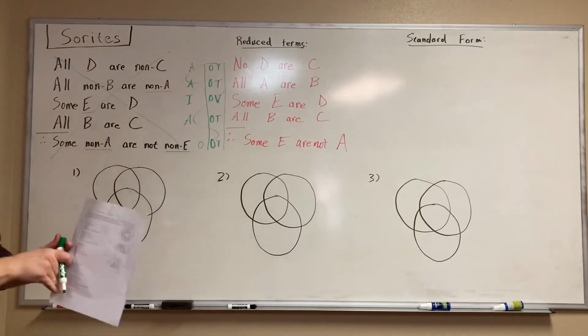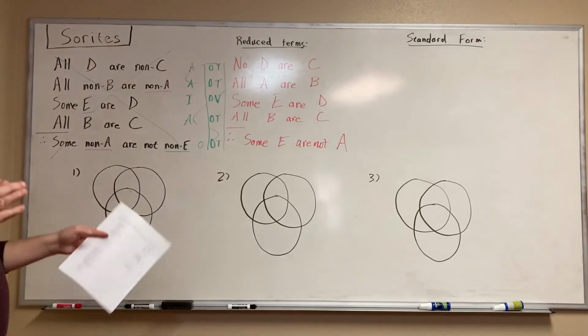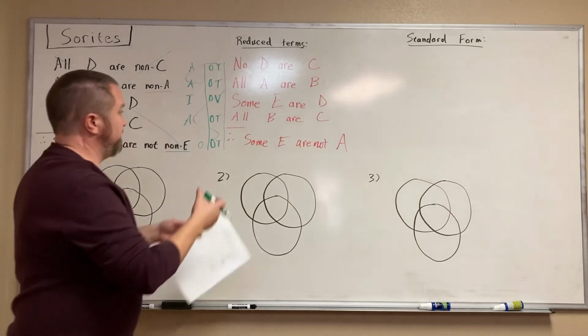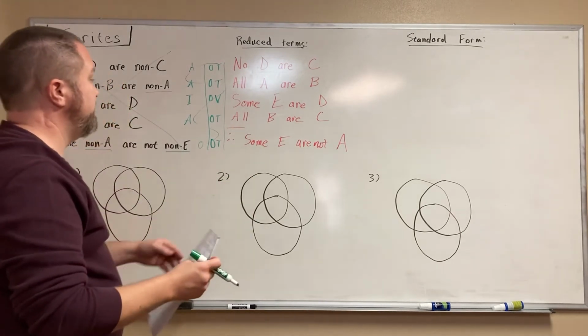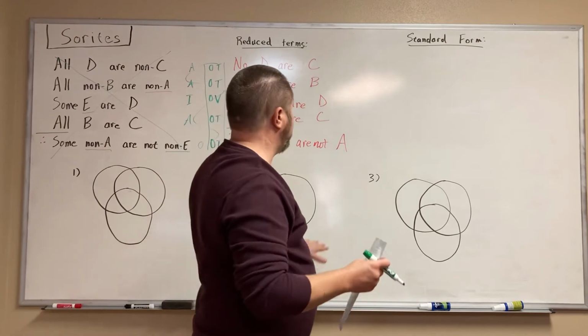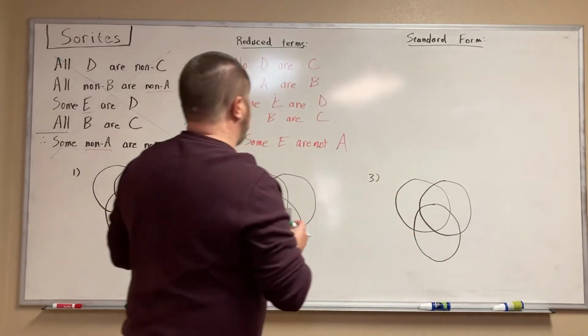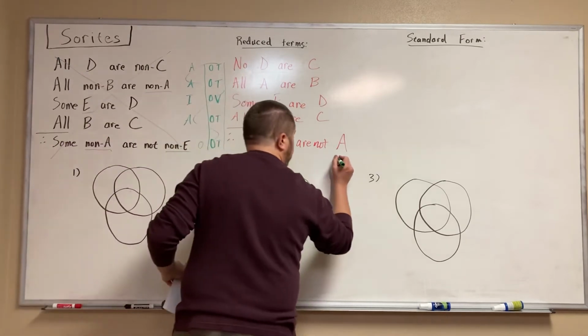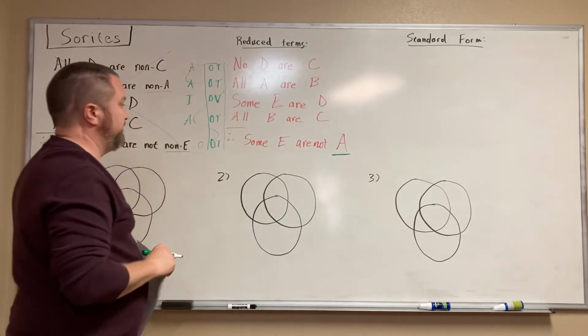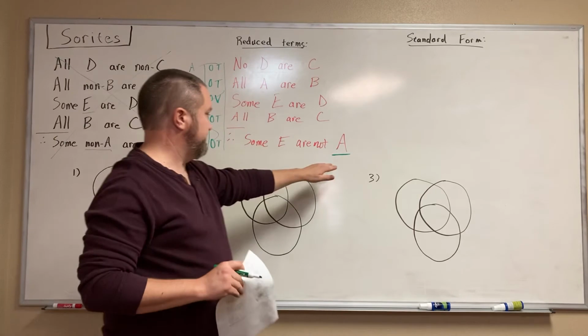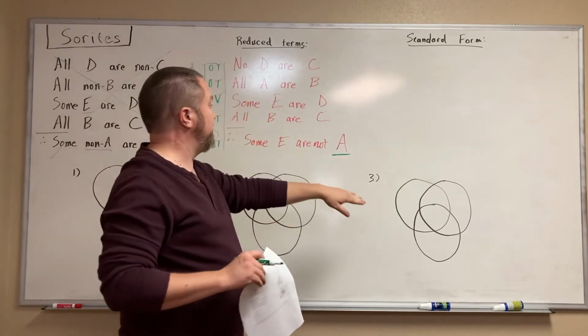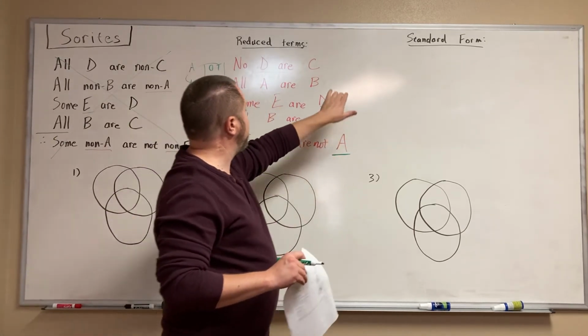So now we're back to step one of what we were doing before, of just carrying out the Sorites. Before we get to the Venn diagrams, we need the correct order. So we need to put this into standard form now. The way that you do that is identify the major term. The conclusion is going to stay the same. This is the major term, the predicate of the conclusion. So we're looking for the premise with A in it.